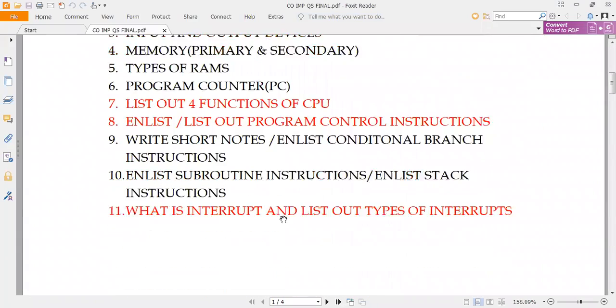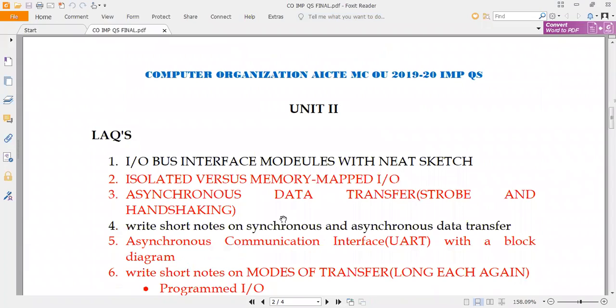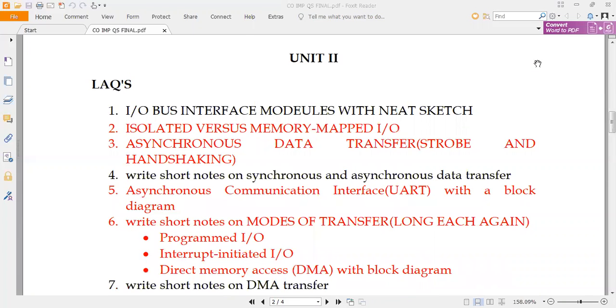If you have any queries, you can ask me so that I can start the second unit. Anything to be discussed in unit 1, or do you have any queries? No, sir. Okay. Shall I go to the second one?